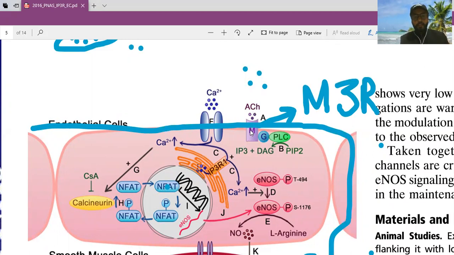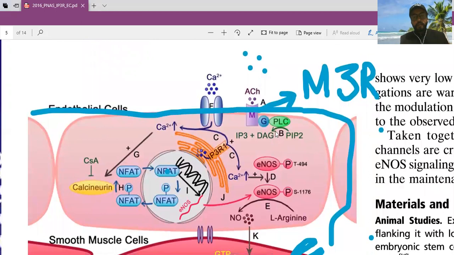So when acetylcholine activates the M3 receptors, these M3 receptors are coupled with the Gq protein. And this Gq protein then will activate PLC, phospholipase C. And this phospholipase C is basically a cutter. It acts like a scissor and it converts PIP2, phosphatidylinositol bisphosphate, which is basically a long chain fatty acid, into IP3 and DAG. IP3 means inositol trisphosphate and DAG means diacylglycerol.